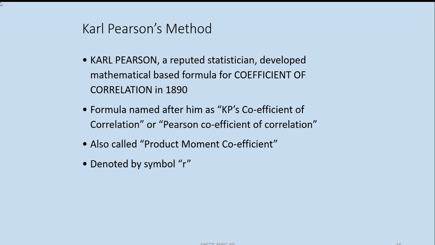This method is also called the product moment coefficient. Product moment means a product, a multiplication, will be done for something and that will be taken. So a multiplication factor is also taken. That's why it is also called product moment coefficient. And it is denoted by r. Always correlation is denoted by small r. Small r is used for denoting the correlation coefficient.